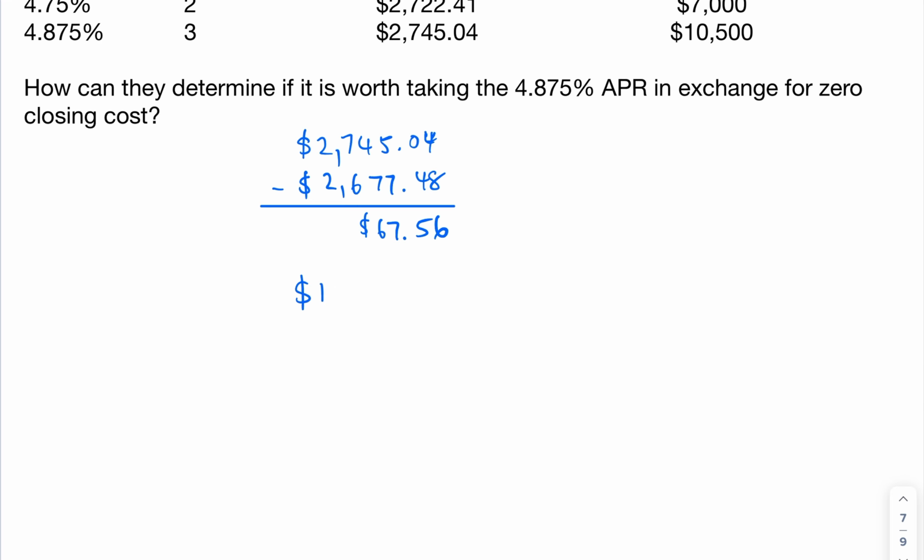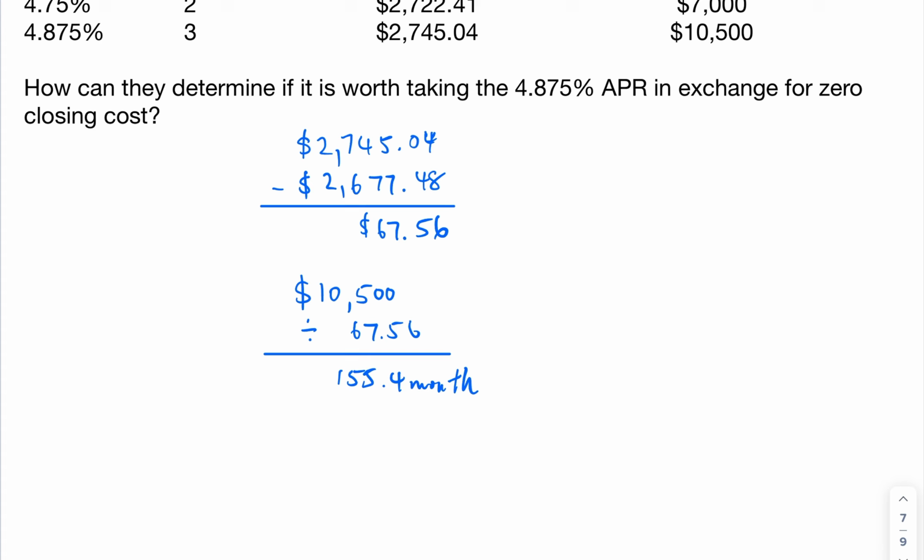Okay, so now we're going to take this number and divide that into the 10,500. Okay, so this will tell us how many months it will take to break even. Okay, and if you punch this into the calculator, we'd find that it would take about 155.4 months. So it'll take that long to basically pay off the original closing costs.